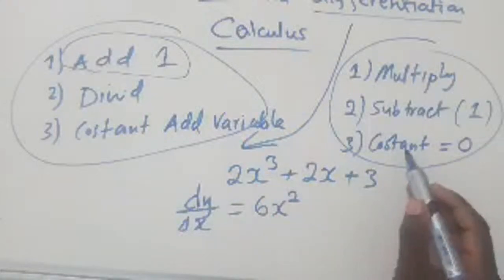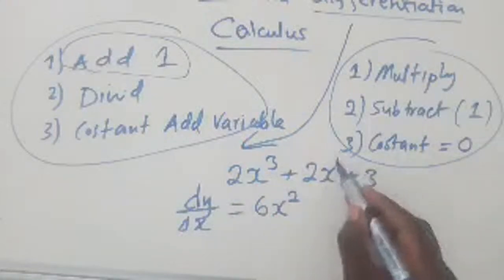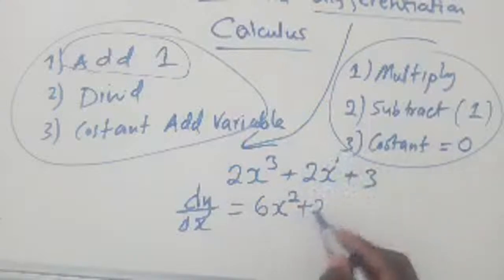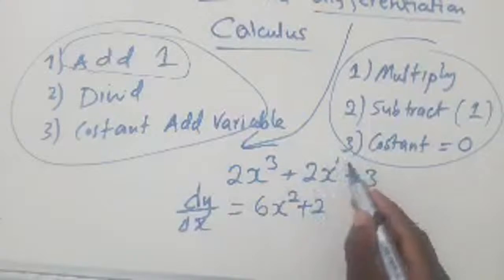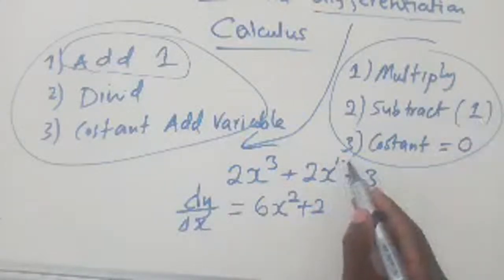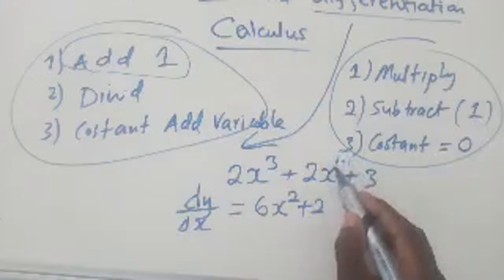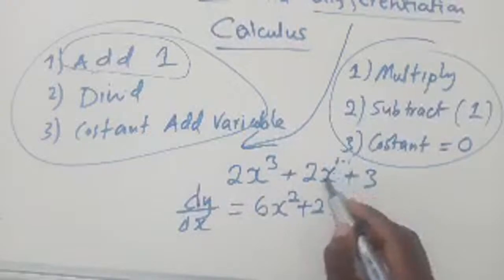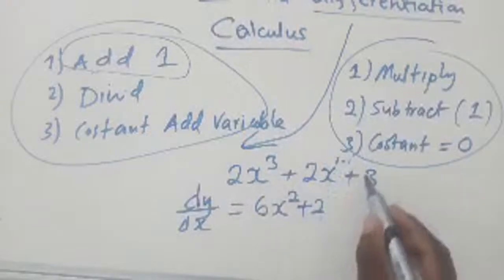Again, the same thing. To this one, what power is here? It's power 1. 1 times 2 is 2. So this power here, you subtract 1. So it will be 1 minus 1, which is equal to power 0. So x power 0, the answer is 1. So 1 times 2. Anything to the power 0, the answer is 1. So this x will just turn into a 1. So meaning you just remain with a 2. That's all.